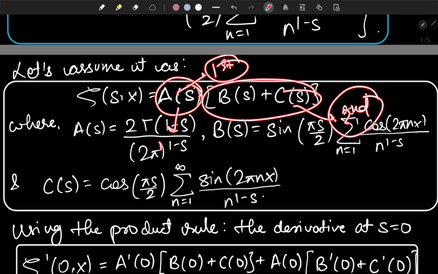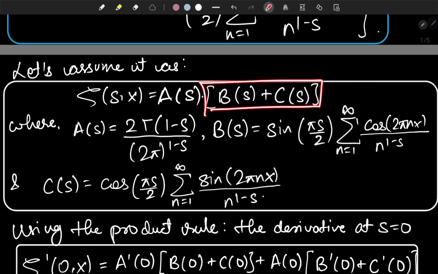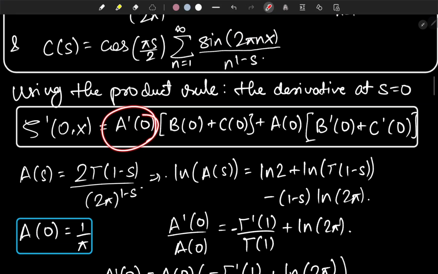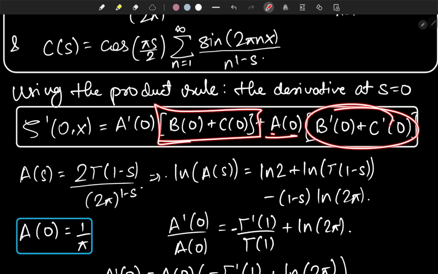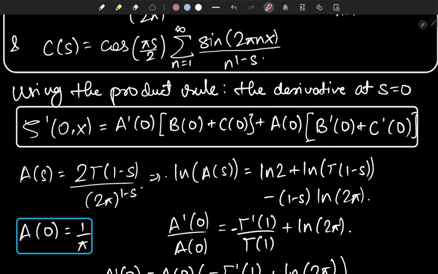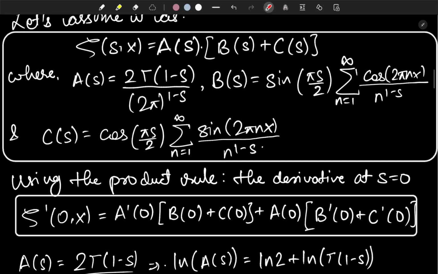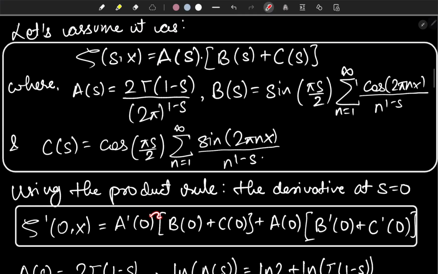So the derivative of the first times the second as it is, plus the derivative of the second and the first as it is, right? So here comes the derivative of a and the second as it is, and the derivative of the second and the first as it is. Now we have to talk about the derivative of all these functions, and that too at s equals 0.